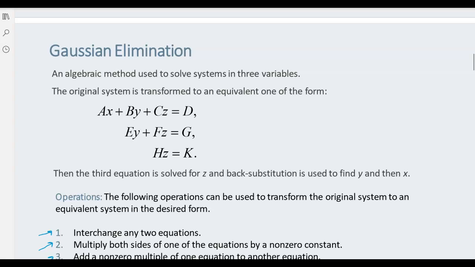The goal is to end up with this triangular pattern where your third equation has only one variable. Your second equation has two, so then you could take z and plug it back into this first one to figure out what y is. And then once you figure out y and z, you'd plug them back into the first to find x. And that's called back substitution. I'll show an example of how to do this.